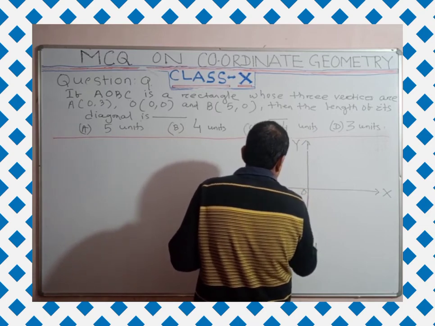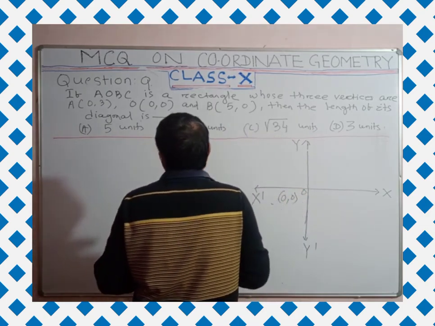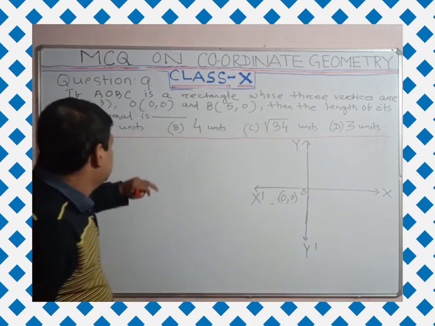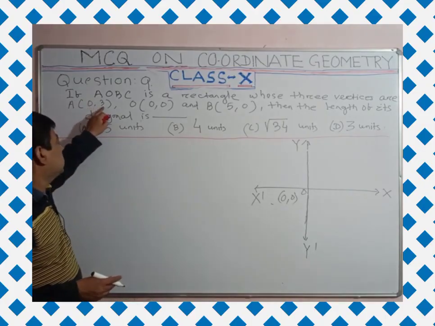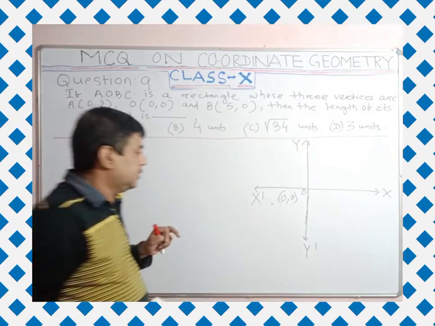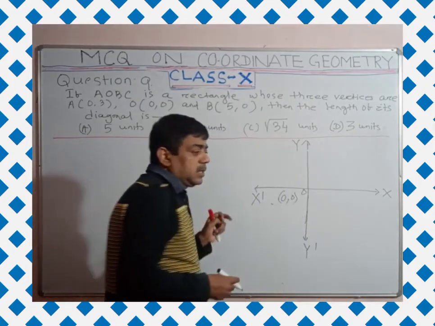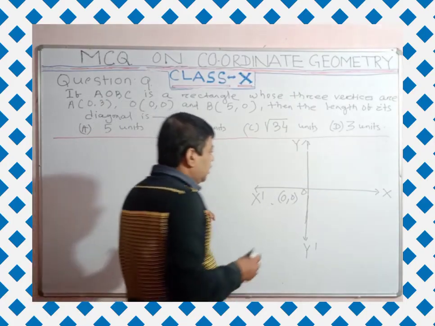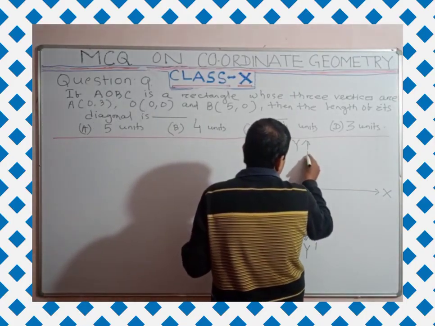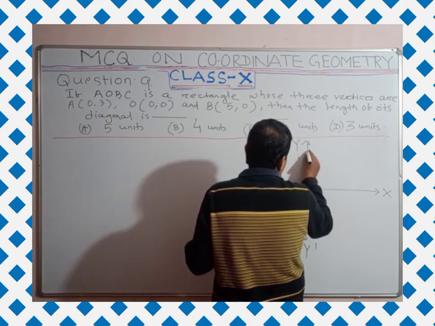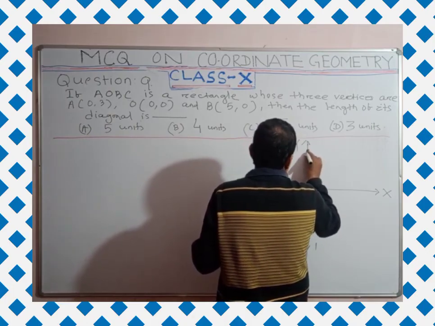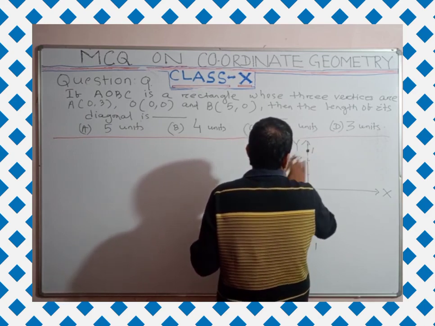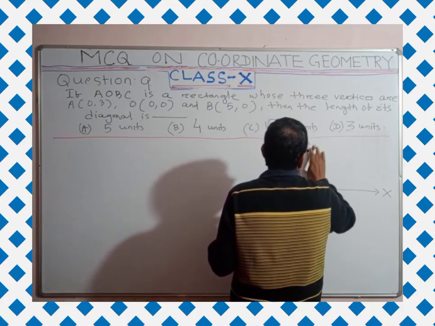Another point given is (0, 3). The coordinate of A is (0, 3): the x coordinate is 0 and the y coordinate is 3, so the point lies on which axis? The y axis. Yes or no? Because any point that lies on the y axis has its x coordinate always 0, right? So suppose this point is 1, 2, and this point is A. The coordinate of A is (0, 3).